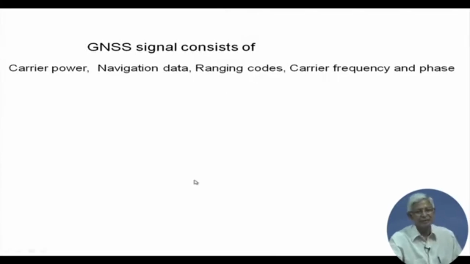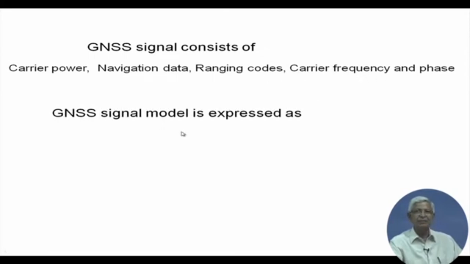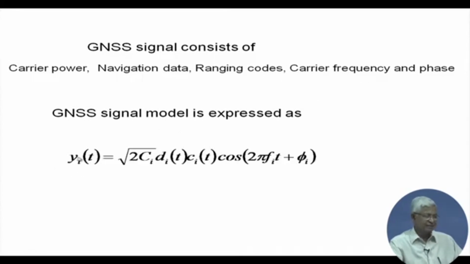Now, let us go to the signal transmitted from the satellite, that is the GNSS, Global Navigation Satellite System signal, which consists of carrier power, the navigational data, the ranging code, the carrier frequency and phase, and it can be mathematically expressed as, let us say, y_i(t), the ith satellite signal, is root 2 C_i, that is the amplitude, d_i(t), c_i(t), and cos(2 pi f t plus phi), where root 2 C_i is the carrier power component, and the navigation data component is d_i(t), the navigation data being broadcast, which contains the satellite ephemeris and other models and polynomials, etc.